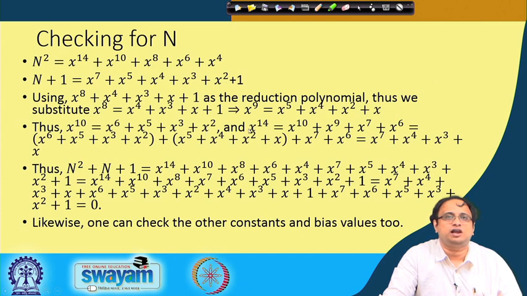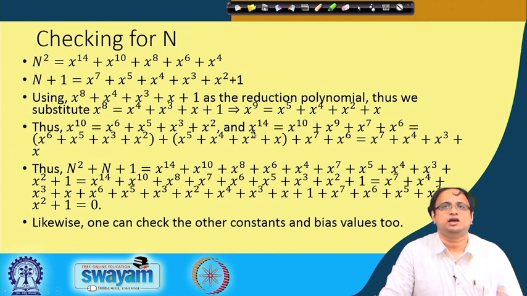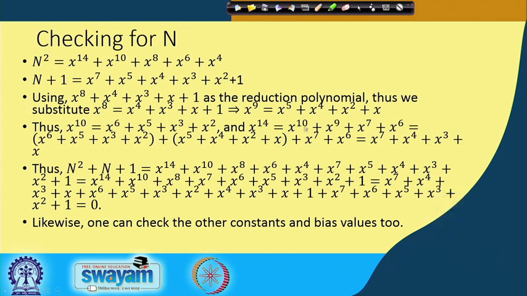And now, if I want to calculate x to the power of 14, I can multiply x to the power of 10. So, I essentially want to calculate x to the power of 14, and x to the power of 14 essentially turns out to be x to the power of 10 plus x to the power of 9 plus x to the power of 7 plus x to the power of 6.